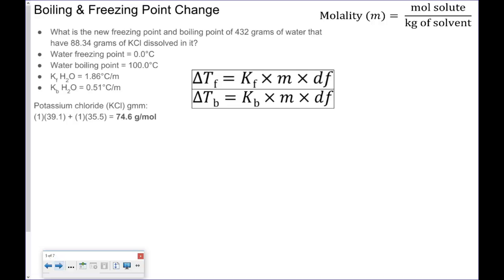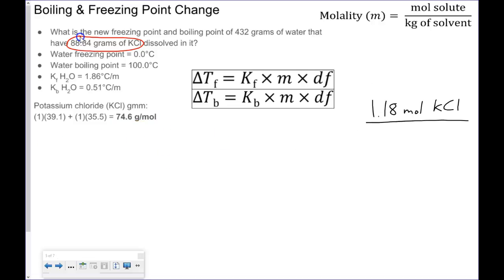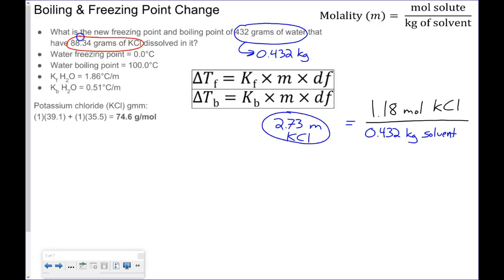Now I'm going to calculate both the new boiling and freezing point. So same idea as we've seen before here. I need to figure out the molality of the solution that I have. 88.34 grams of potassium chloride. That's going to work out to be 1.18 moles of potassium chloride. Take that and divide that by 432 grams of water. That's going to work out to be 0.432 kilograms. Dividing one by the other is going to give me 2.73 molal solution of potassium chloride.